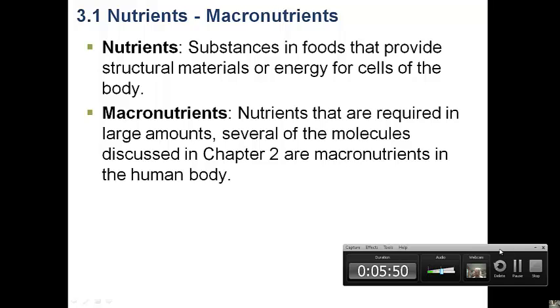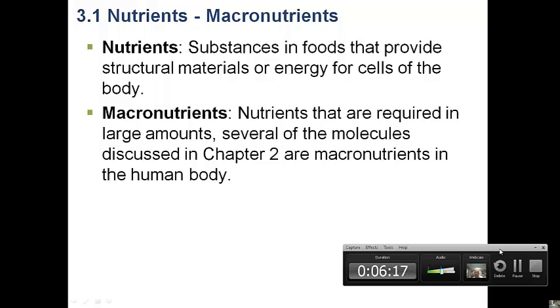All these nutrients are substances that are found in foods that provide one of two things or possibly both of these things simultaneously. And so everything that you eat is either providing you with energy or with the actual structural materials that are required to build the different portions of your body. And so we'll talk about how these individual nutrients are utilized as we move forward.